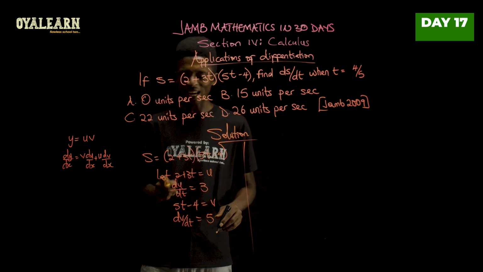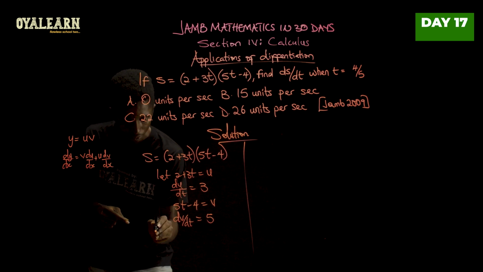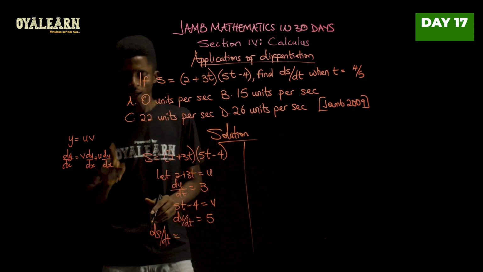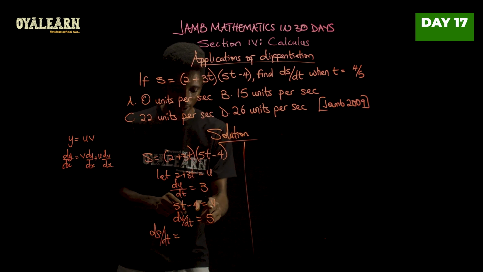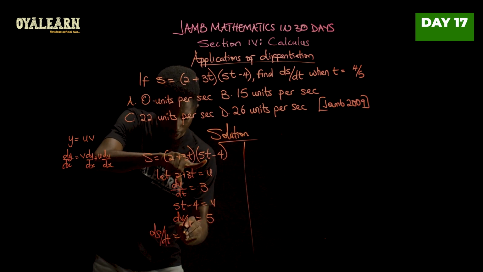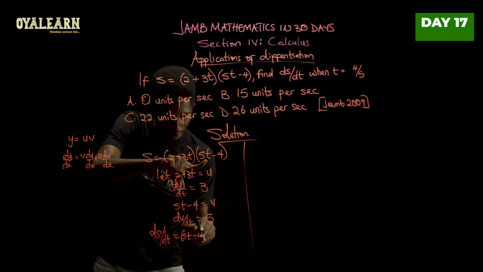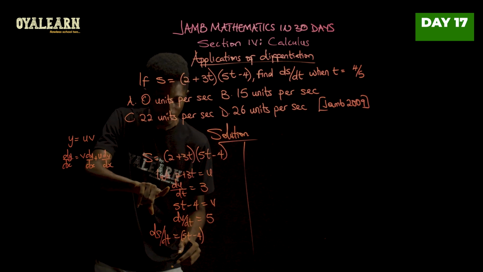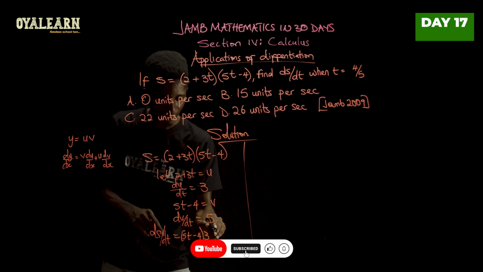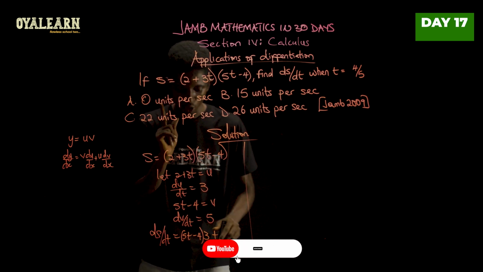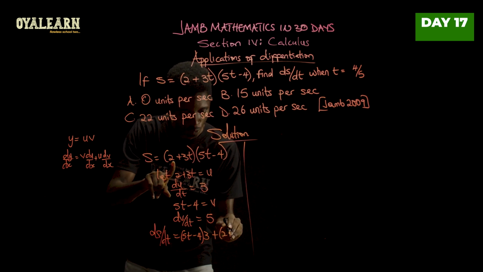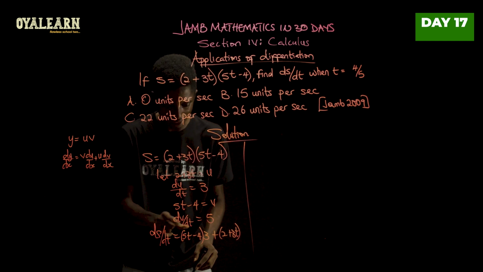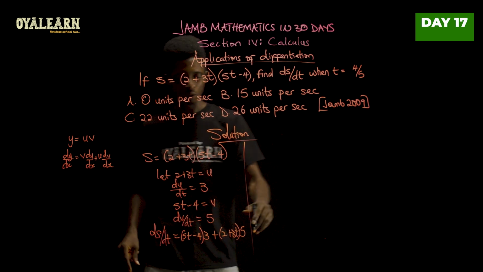So to get ds/dt, this would now be, according to this rule, v, which is 5t minus 4, multiplied by du/dt, which is 3, then plus u, 2 plus 3t, multiplied by dv/dt, which is 5. So let's expand this.